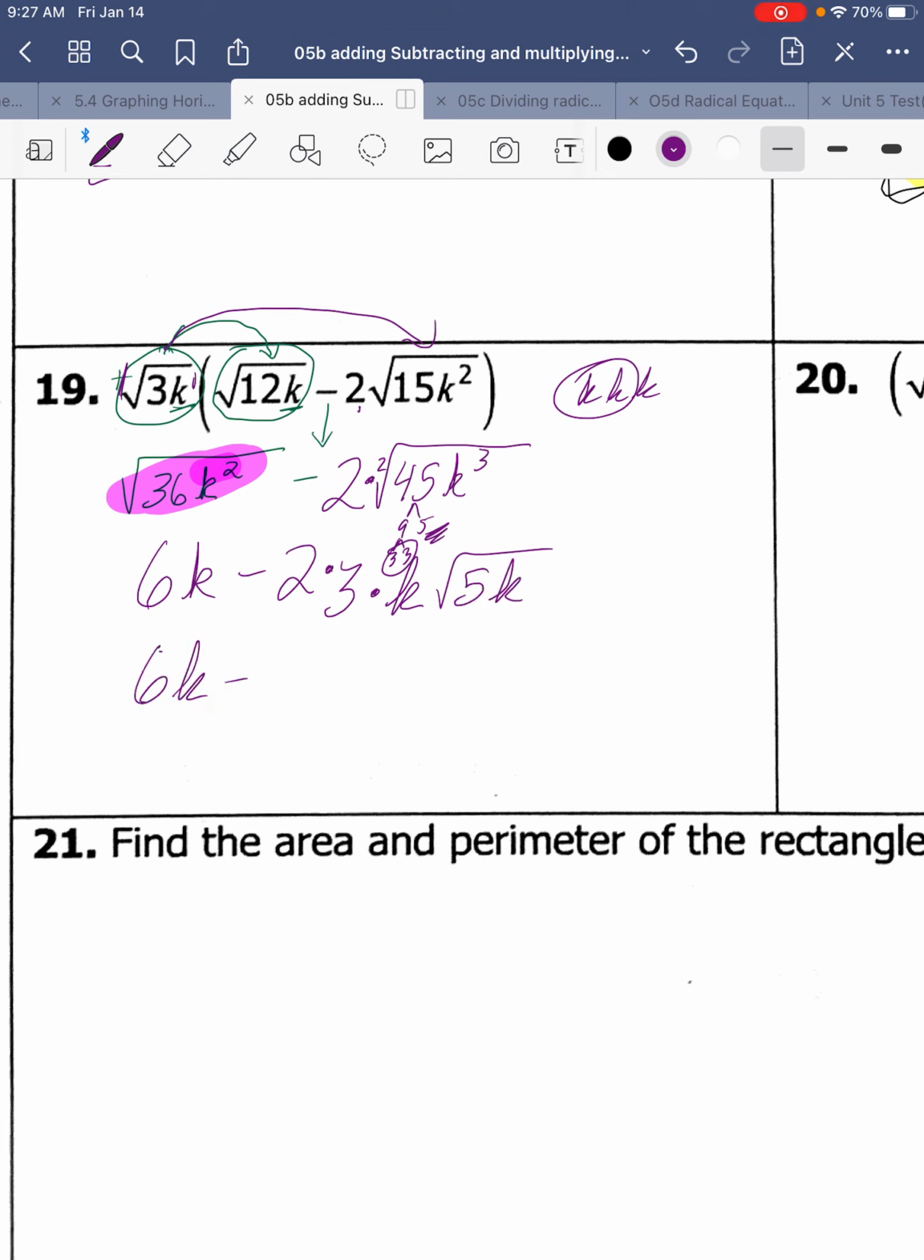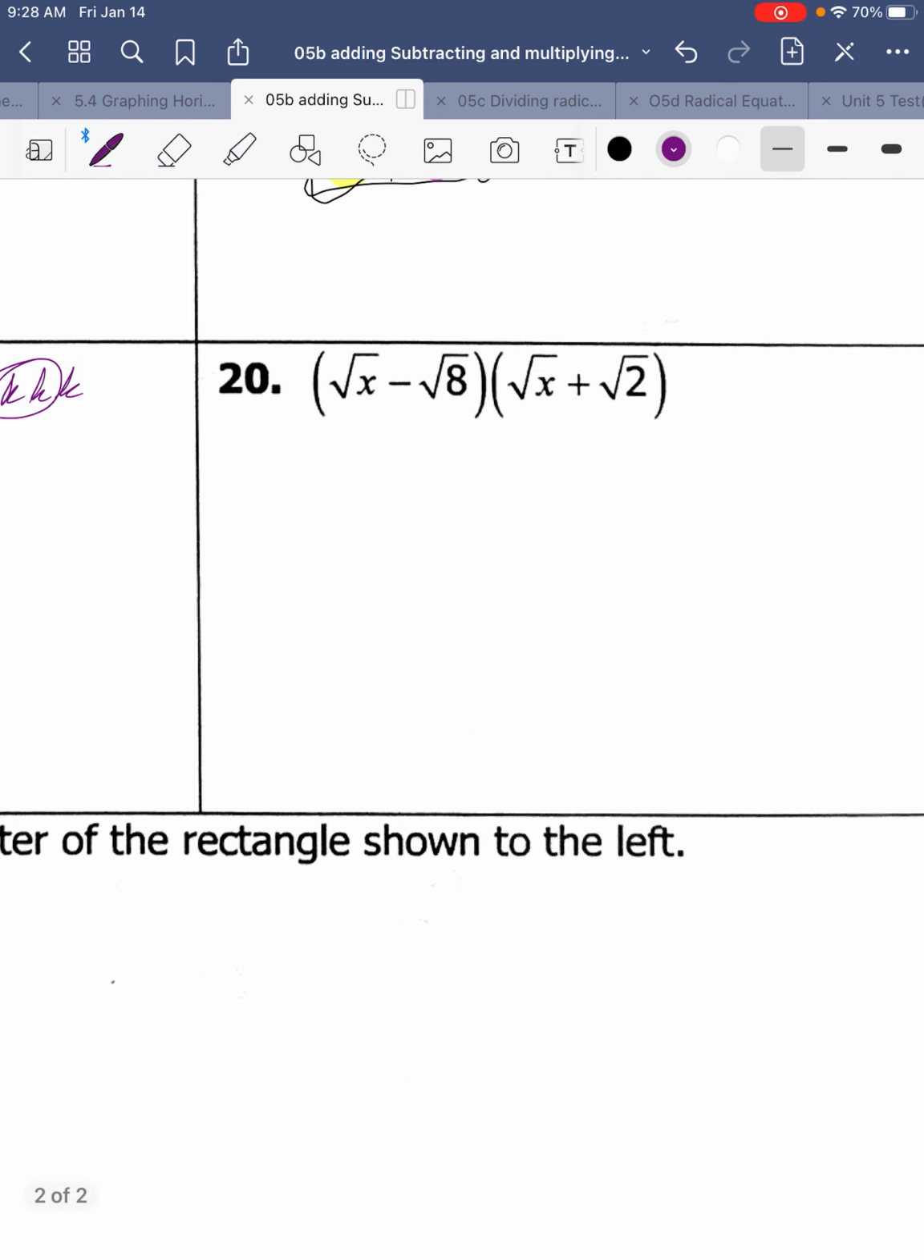All right, let's clean this up. So we have 6k minus 2 times 3 is 6k square root of 5k. It's very, very tempting to just subtract those, but you have to remember order of operations, multiplication first. So we have to look at them individually. Is 6k the same like term as 6k square root of 5k? No, because the first 6k does not have a square root of 5k, so we cannot simplify those. Therefore, this is your final answer.